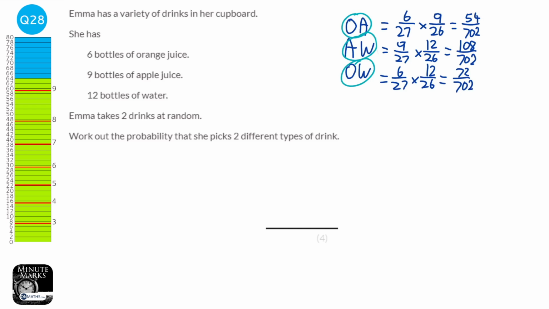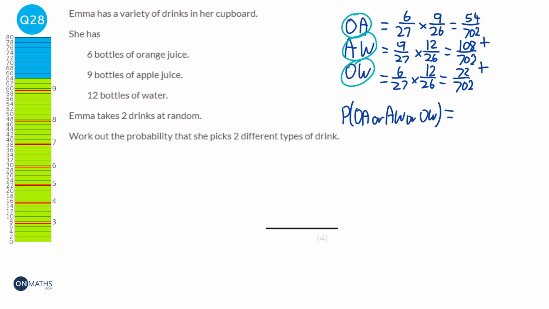Now we're looking at the probability of this or this or this, and the word "or" means add. So the probability of OA or AW or OW (I should put that in brackets) is these added together, and when you add them together you get 234 over 702.